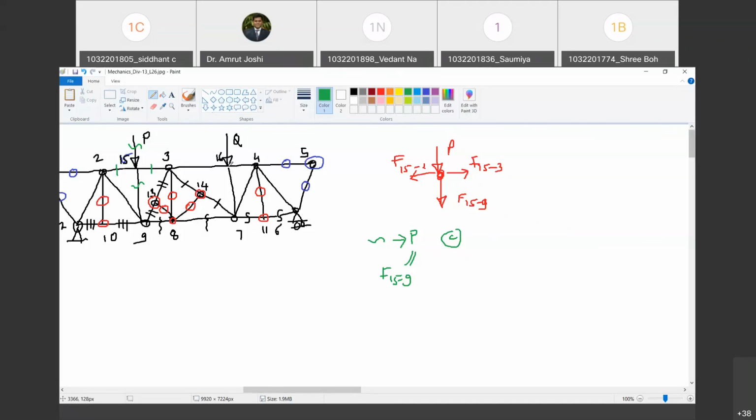Now what about joint number 16? Same. The force in this member must be equal to the force in this member, and this must be equal to this. Do you agree with me? Is Q compressive in nature? Yes. Therefore, the force in member number 16-7, F16-7, also must be compressive. And what should be its magnitude? The magnitude must be Q. Are you with me?